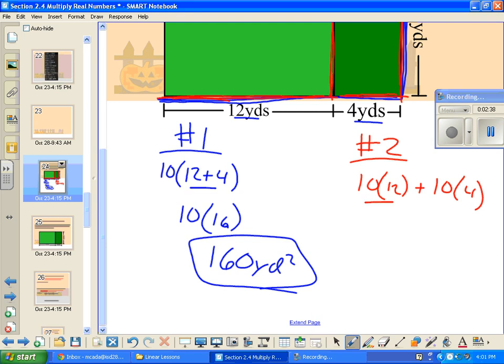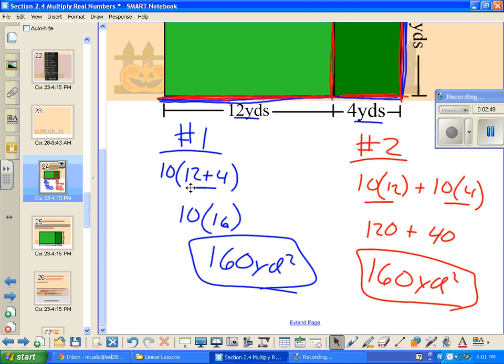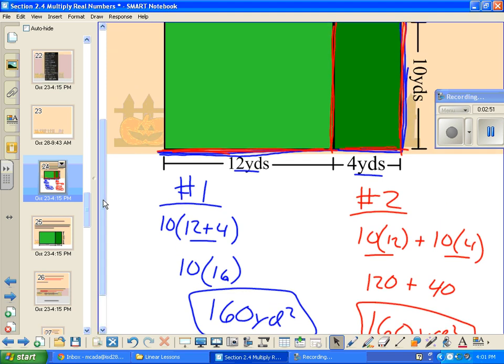Over in this problem, 10 times 12 gives me 120, 10 times 4 gives me 40, and this one also equals 160, so 160 yards squared of area. So good, we've shown that we could solve this problem with either of these two methods. Both of them would work.